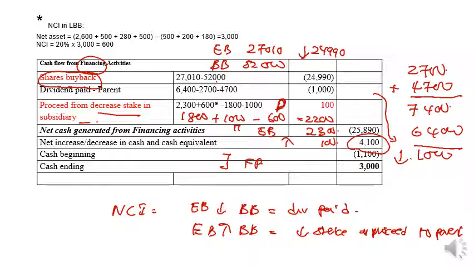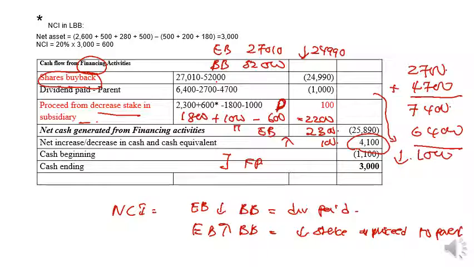If that one is a decrease, let's say the ending balance is lower than the beginning balance, this one is for NCI, then we're going to have a dividend paid. Okay, ending balance higher than beginning balance means that there is a decrease in stake, decrease in NCI, so this one will be proceed to parents. So this is what we have. Okay, 100. Okay, total up.